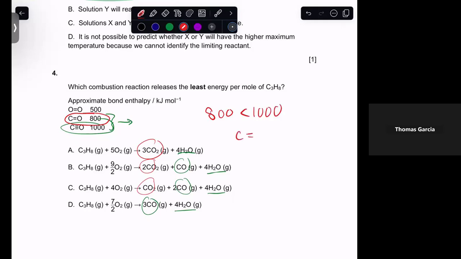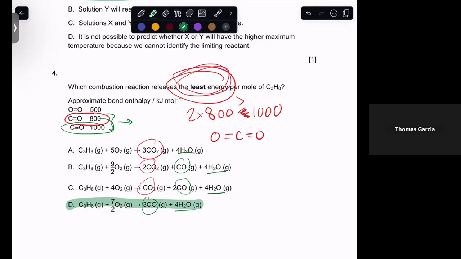Carbon dioxide has not one, but two of these double bond O's. So the products that create carbon dioxide actually have 2 times 800, which is 1600. So that's going to have more energy. And because it has more energy, the product with the least energy will be the one without carbon dioxide, which is going to be D once more. So we're always looking at the changes in energy in these products. And so we have to really just analyze the patterns and trends that they give us.